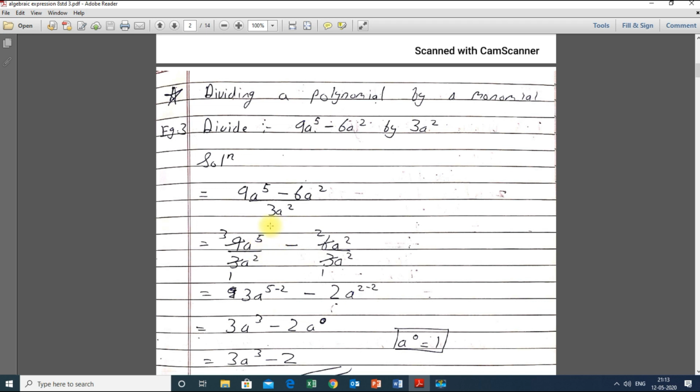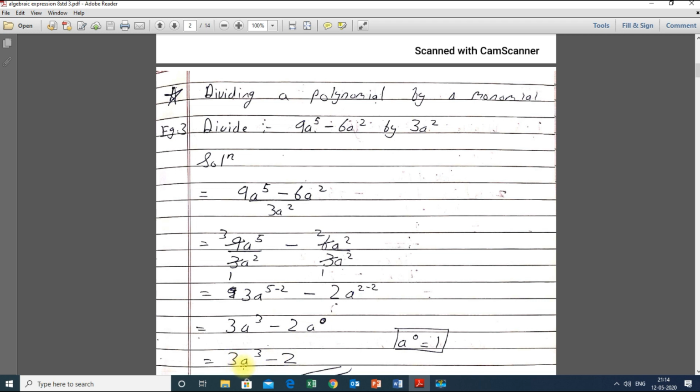Now this 2 will go up, therefore it will become 3 a raised to 5 minus 2, minus 2 a raised to 2 minus 2. 3 a raised to 3 will come over here because 5 minus 2 is 3, and 2 minus 2 is 0. Therefore it will become 2 a raised to 0. Now we know that a raised to 0 is always 1. Anything raised to 0 is always 1 as per exponents.